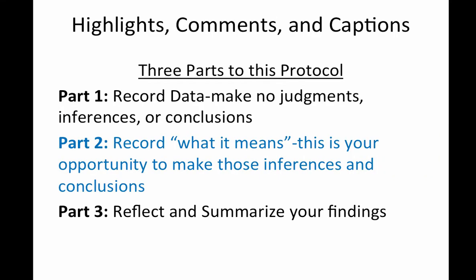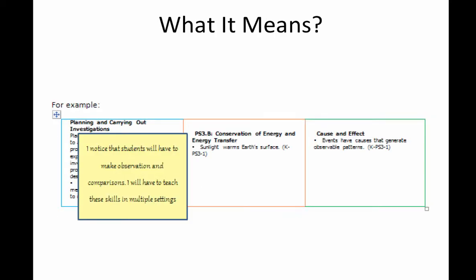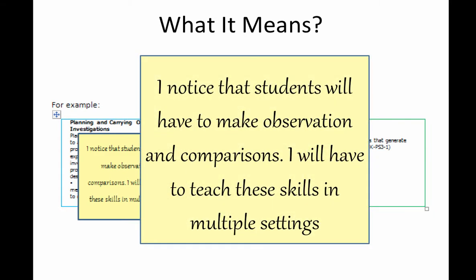In part 2, you're going to record what it means. This is your opportunity to make inferences, and this is where the post-its come in. You use a post-it note here, and you read the information you've just written down in the different foundation boxes, and maybe in general around the PE. Here's an example of an inference: I noticed that the students will have to make observations and comparisons, so I will have to teach these skills in multiple settings. This is your opportunity to think about the implications for your practice going forward.